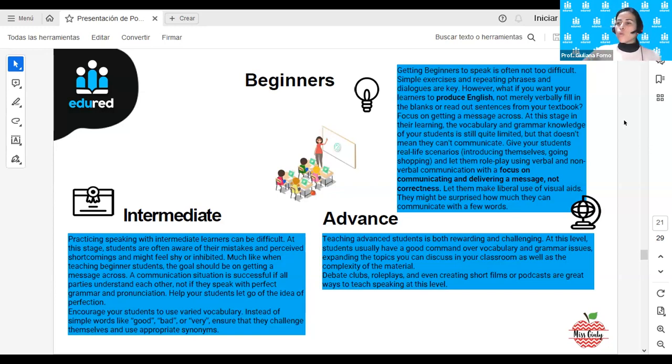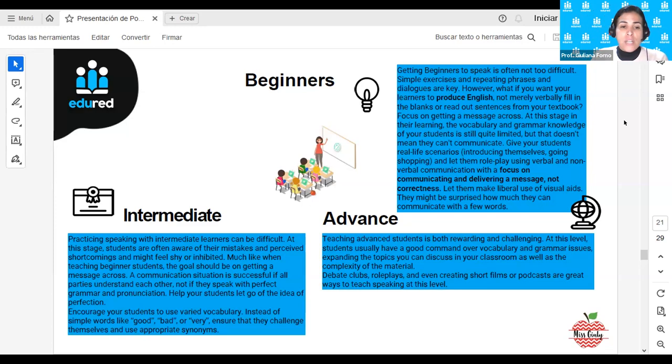What this means is that we need to give our students the opportunity to express the message that they want, not worrying if it's correct or not. In beginners, we want them to get comfortable with speaking. We can guide this. We can start with the guided work, then we can give them the example, and then they have the free practice, but they have an example to follow.